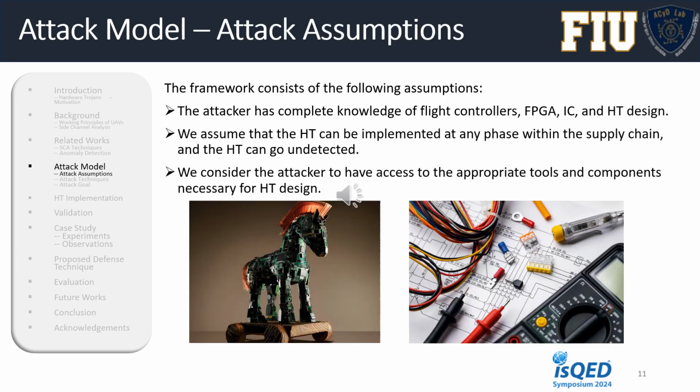The framework consists of the following assumptions. The first assumption is that the attacker has complete knowledge of flight controllers, FPGA, IC, and HT design, meaning they're well versed in these topics. The second assumption is that the hardware Trojan can be implemented at any phase within the supply chain, and that the hardware Trojan can go undetected and into the market. Our third assumption is that the attacker has access to the appropriate tools and components necessary to design the hardware Trojan.